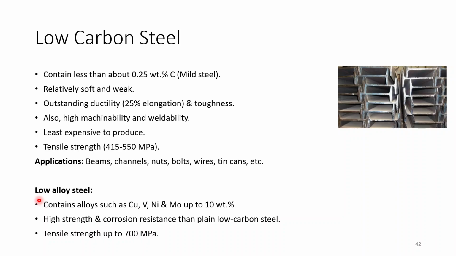First you have low carbon steel. These contain carbon less than 0.25 weight%, also known as mild steel. These are relatively soft and weak, and they have outstanding ductility, around 25% elongation, and toughness. They also have high machinability and weldability, and they are least expensive to produce. The tensile strength is 415 to 550 MPa. The applications are in beams, channels, nuts, bolts, wires, tin cans, etc.